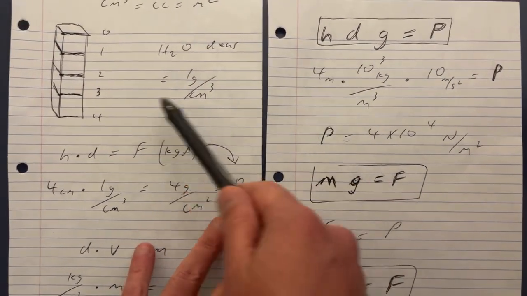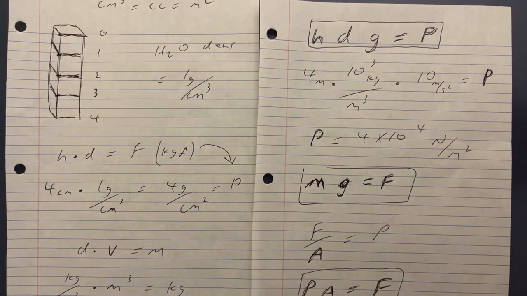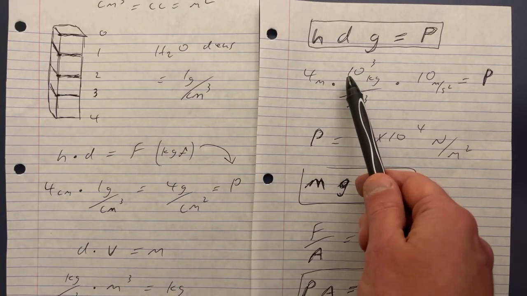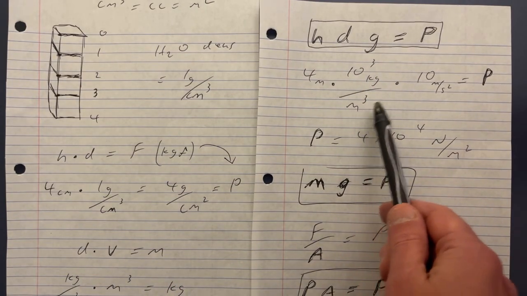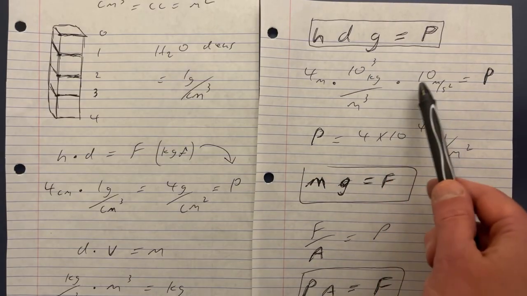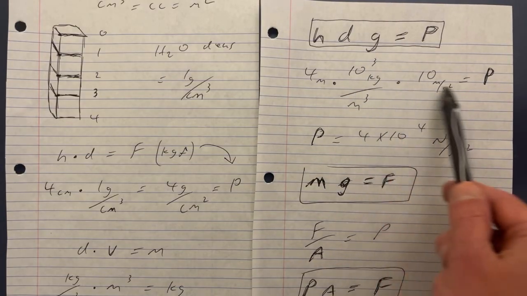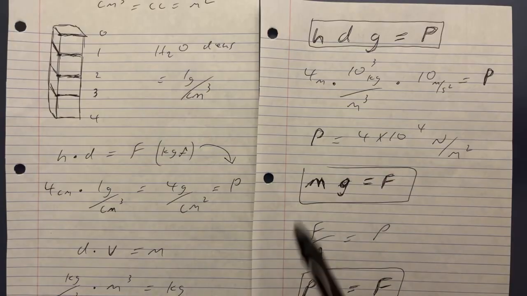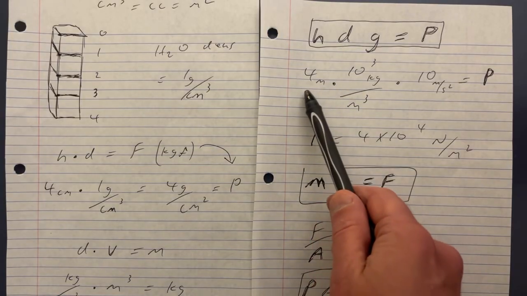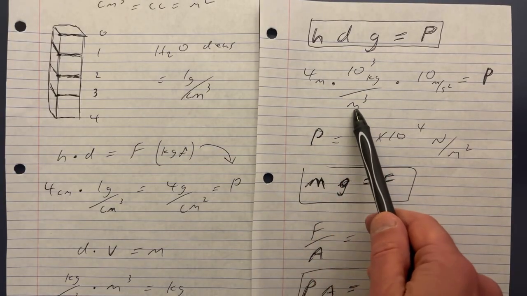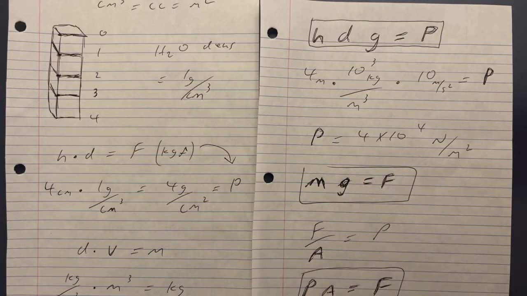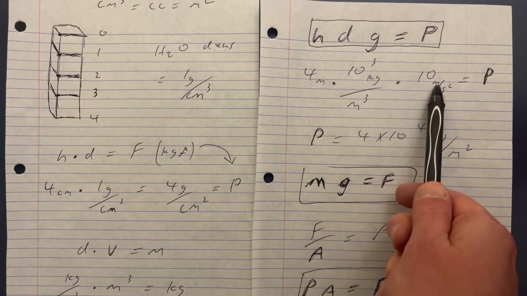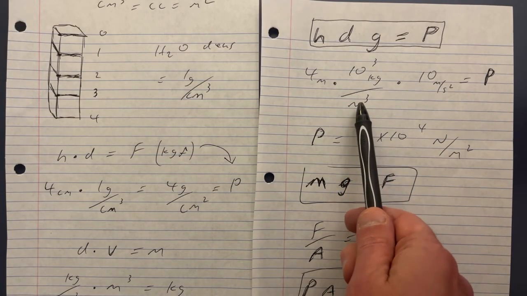Height would be, in this case, I'll call it 4 meters. Density of water, 1,000 kilograms per cubic meter, times acceleration of gravity, 10 meters per second squared. That equals your pressure. Let's see what happens to our units. This meter cancels out. You end up with meters squared right here. Now we have mass times acceleration per area.